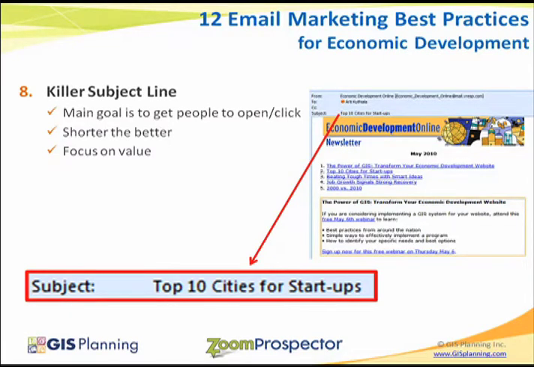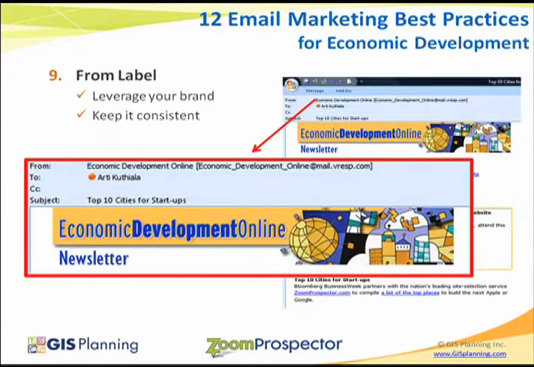Likewise, you can also take advantage of the from label. The from label can quickly identify who the mail is from, and it's a great way to leverage your brand, because the more people get to know that you have good content, for example, Economic Development Online provides great subject lines and great newsletters, the more they're likely to continue to open that email and to continue to read that.